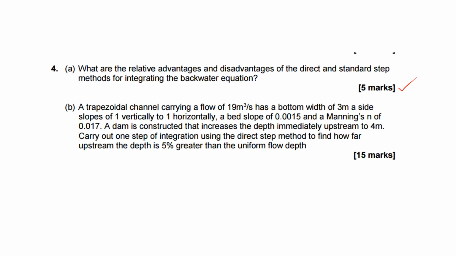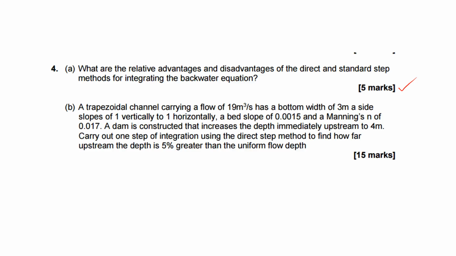In part B it says a trapezoidal channel carries a flow of 90 meters cubed per second, has a bottom width of 3 meters, side slopes of 1 vertical to 1 horizontal, a bed slope of 0.0015, and a Manning's n value of 0.017. It says a dam is constructed that increases the depth immediately upstream to 4 meters. Carry out one step of integration using the direct step method to find out how far upstream the depth is 5% greater than the uniform flow depth, and that's 15 marks.